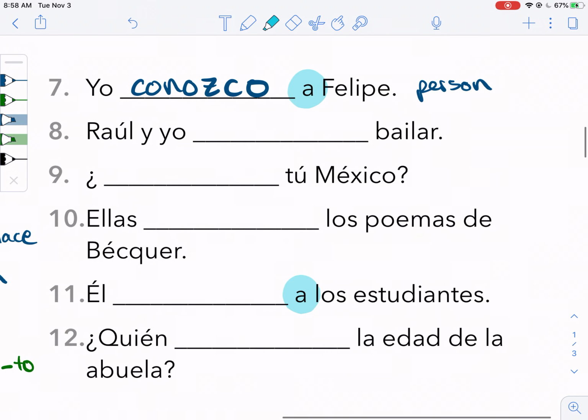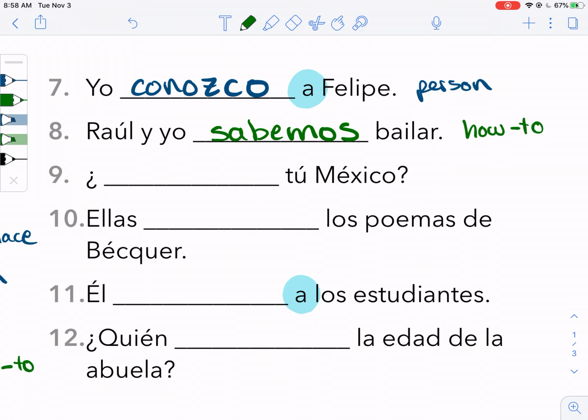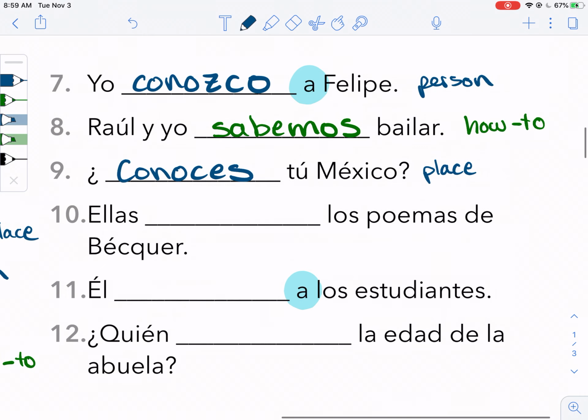All right, número 8. Raúl y yo sabemos bailar. We know how to dance. We'll let you be the judge on how well we dance, but we know how to dance. Número 9. ¿Conoces? Almost got you there. ¿Conoces tú México? Are you familiar with Mexico? It's a place. It's also a very big place. So congrats to you if you're familiar with the whole entire country, and that's impressive.